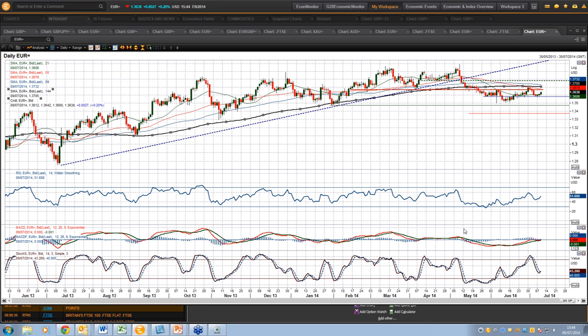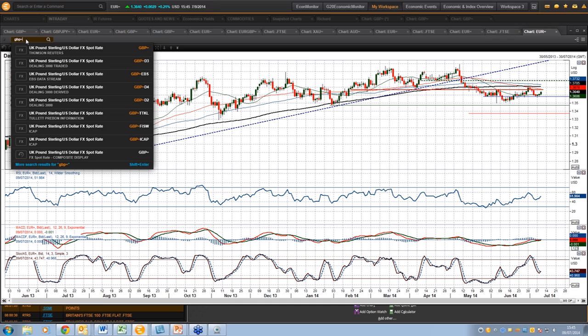If you look at the momentum indicators, MACD lines are below zero. That's negative. RSI is reasonably neutral, as is stochastics, but I think just the fact that we've got this big double top pattern in play still suggests that the overriding trend is negative on euro. Okay, so sterling.